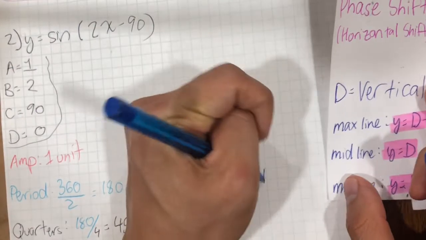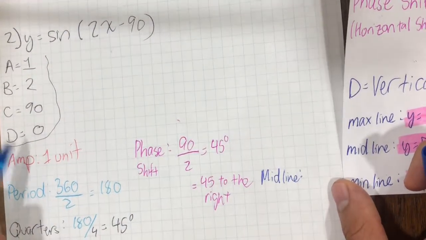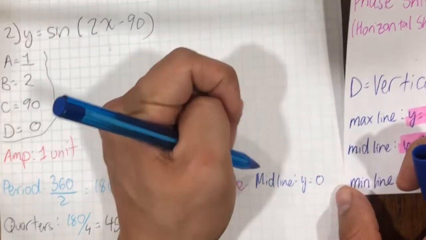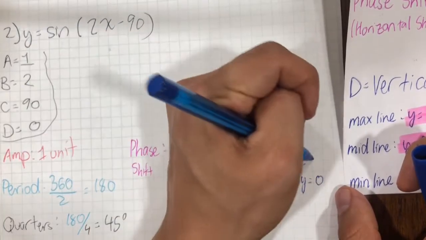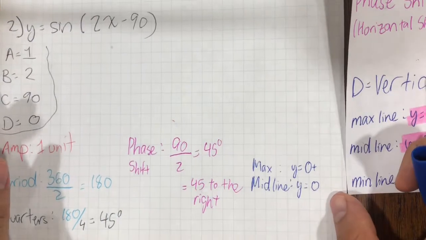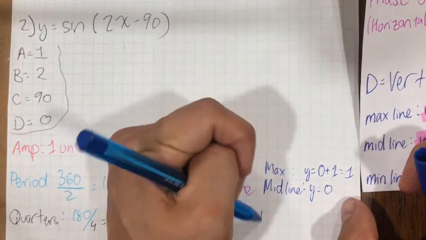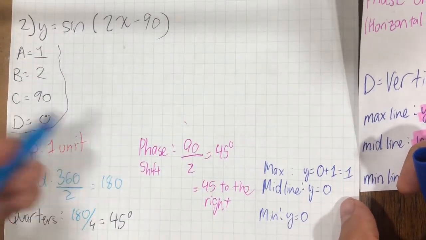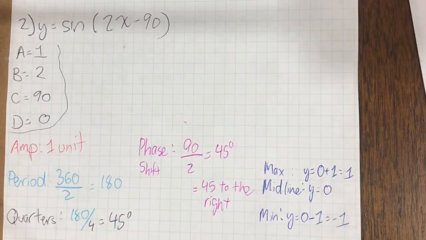So if I were to label the midline, I would take my value for D and make y equal to that value, which is 0. Then for the max, I take whatever D is and add it to my number for A, which is 1. So I have 0 plus 1, which is 1. Then for my min, I have y equals 0, and then I subtract my A, which is 1, and I get negative 1. So I have my max line, my midline, and my minimum line.